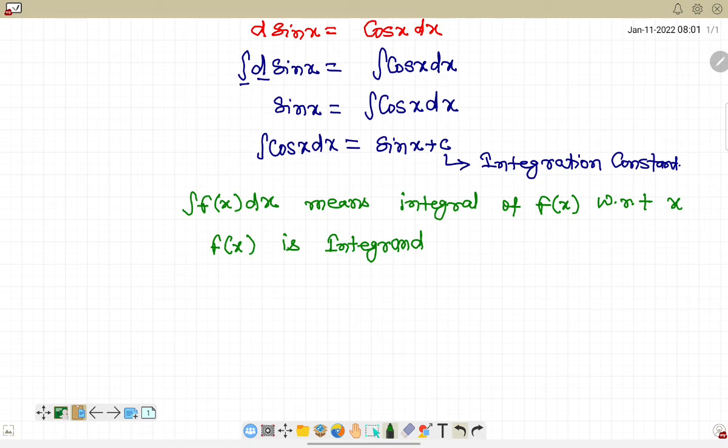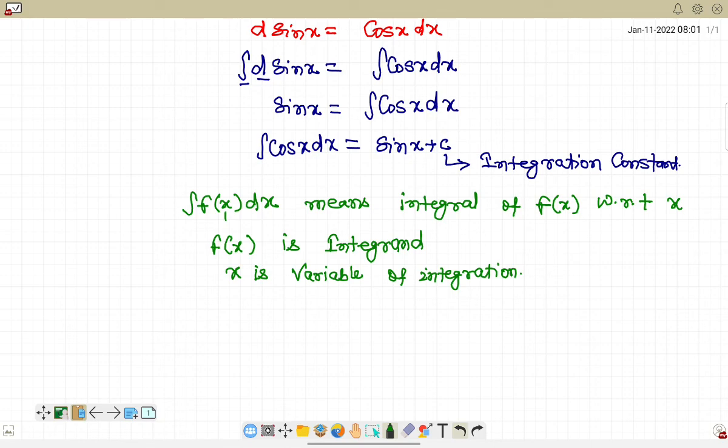Next, the variable x in the integral is called the variable of integration. Like we are using x here, no? So this x is the variable of integration. Like we can use t. In that case we need to integrate with respect to dt. So this x is called the variable of integration.